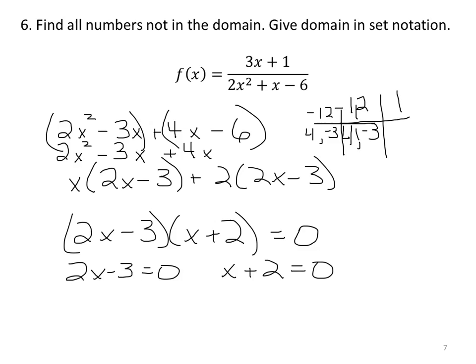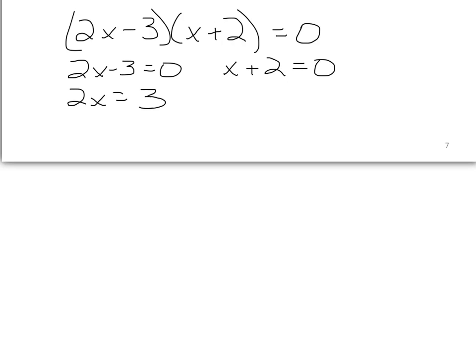So we add 3 to both sides. We get 2x equals 3. And then we divide both sides by 2 and we get x equals 3/2. Over here we just subtract 2 and we get x equals -2. So the numbers that aren't allowed are x cannot equal 3/2 or -2.